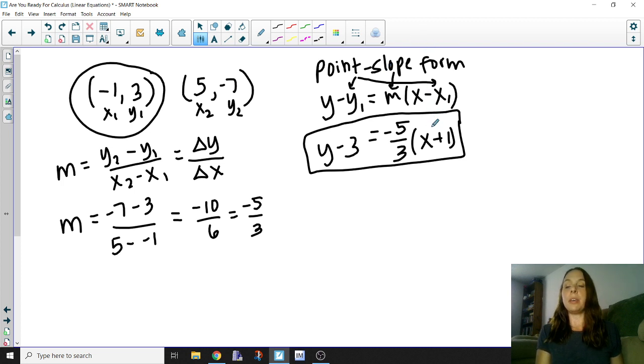Now, it may make you uncomfortable leaving your equation in point-slope form because you are so used to slope-intercept form. You can distribute the negative 5/3 through the parentheses and then add the 3 to your constant term to get your y-intercept and have your equation in slope-intercept form. But typically we have bigger fish to fry in calculus, so I always tell my students to leave the equation in point-slope form. It does what it needs to. It has the slope and a point.